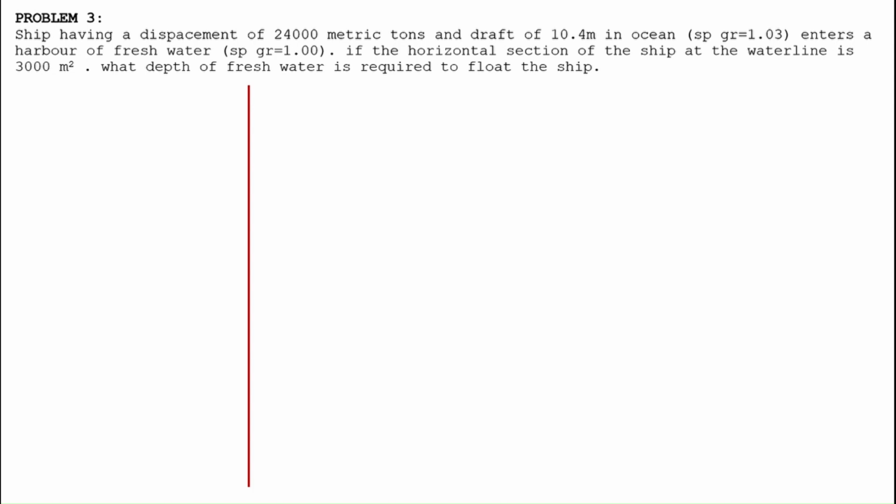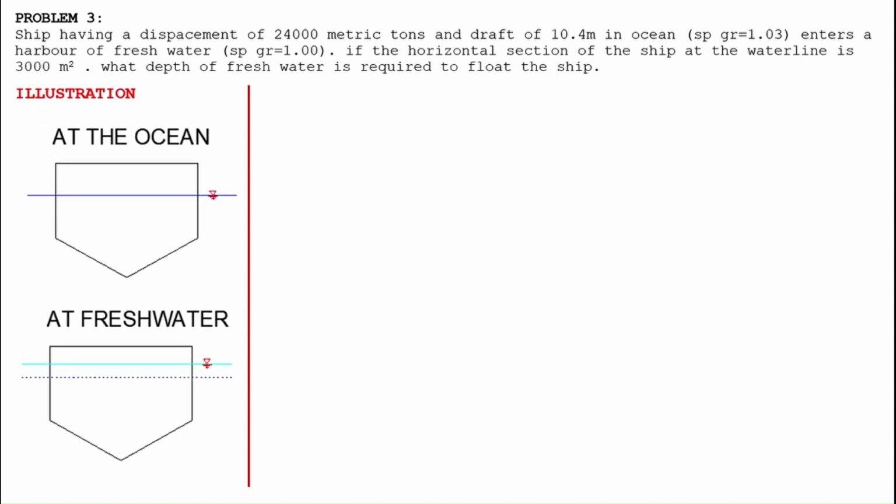For our illustration, we actually have two situations. First is when the ship is at the ocean, and the second one is when the ship is in fresh water. By simple logic, when we are swimming in the ocean, which is salty, our body tends to float easier, therefore the draft will be lesser. When we swim in fresh water, we tend to sink easier, therefore the draft will become greater. The reason behind this is that ocean water has a higher density than fresh water.